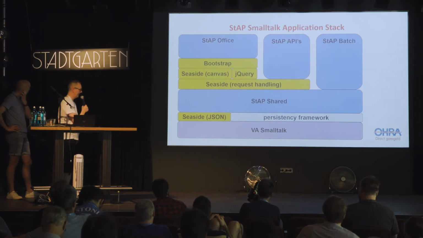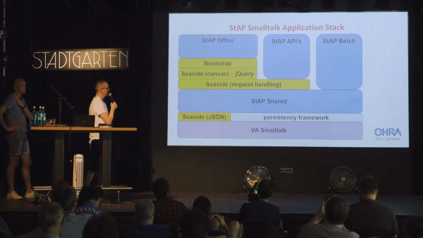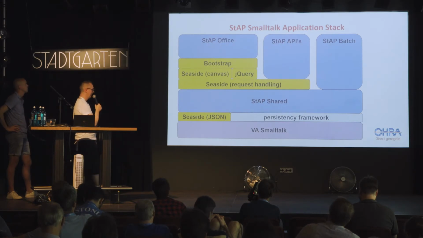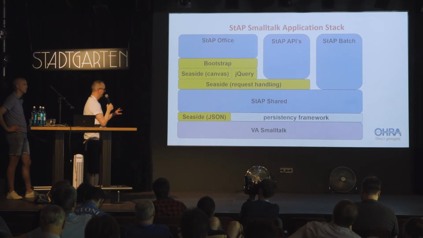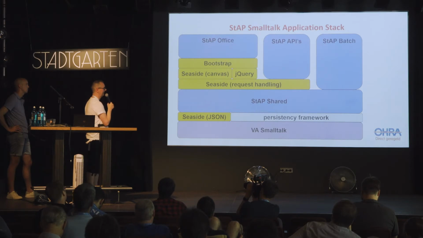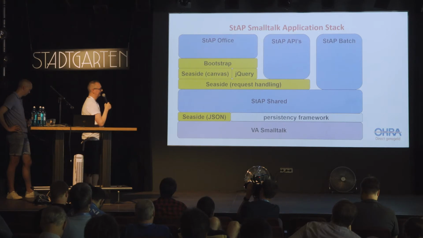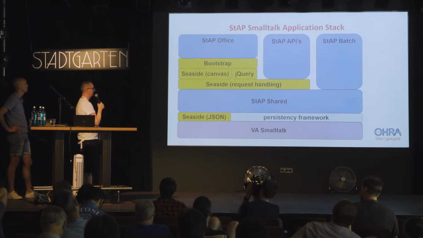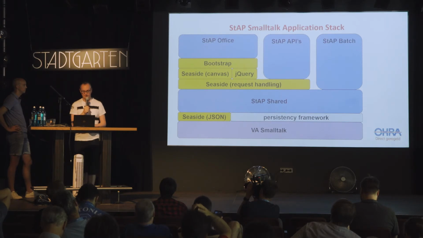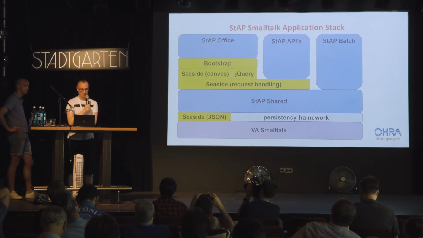This is a bit of a simplification of the Smalltalk stack. There's of course VA Smalltalk, the specificity framework I mentioned. There's a little bit of JSON, both all deployment users, and a bunch of StAP shared code. Seaside request handling is also used for the APIs. And then for the Office application, Seaside Bootstrap and jQuery. And on top of that, the dedicated code for the 3 deployments.